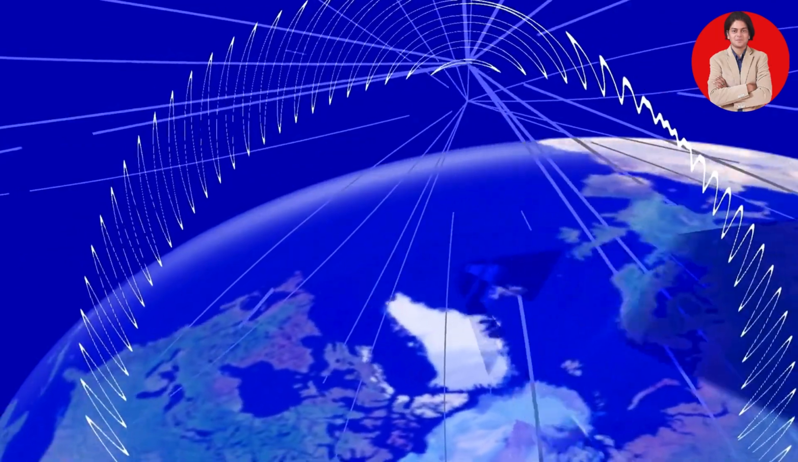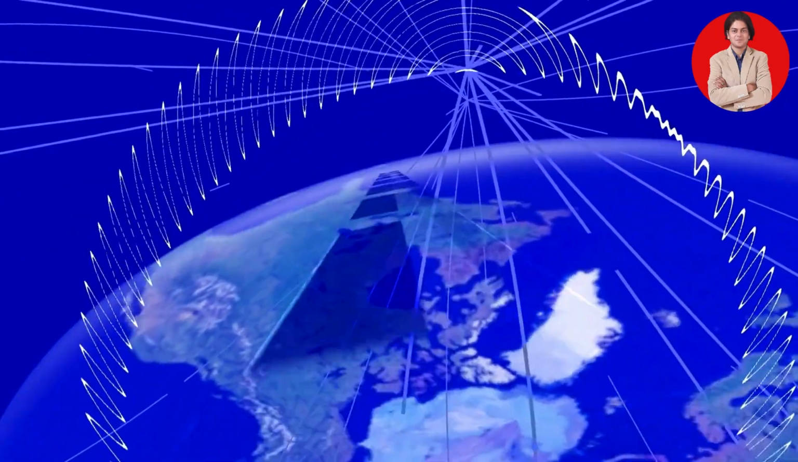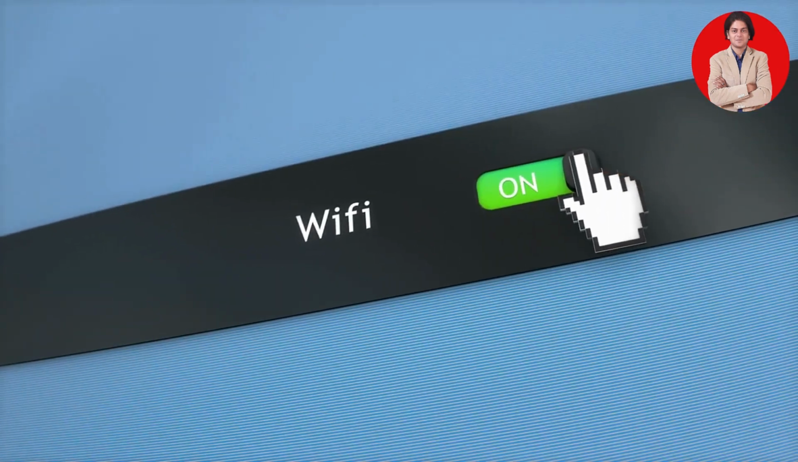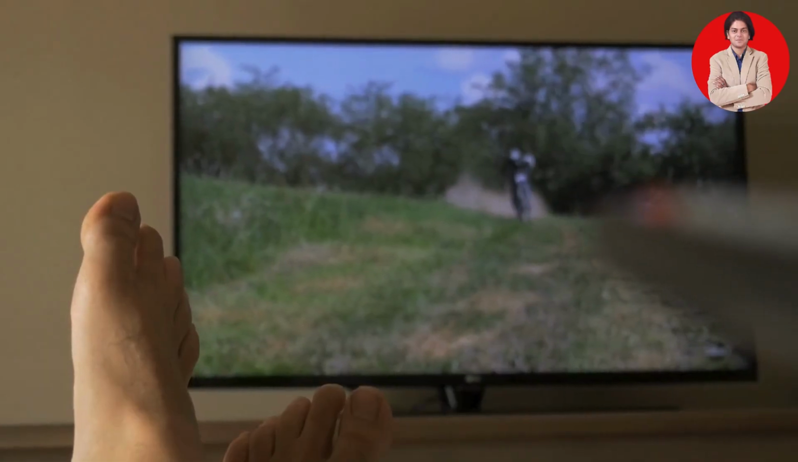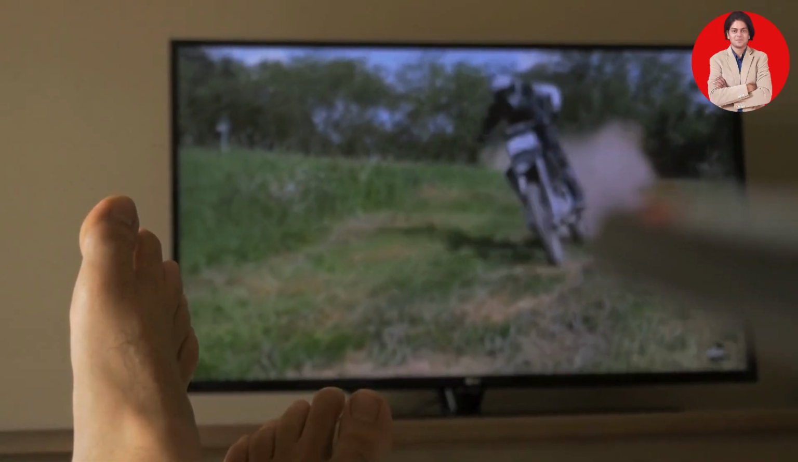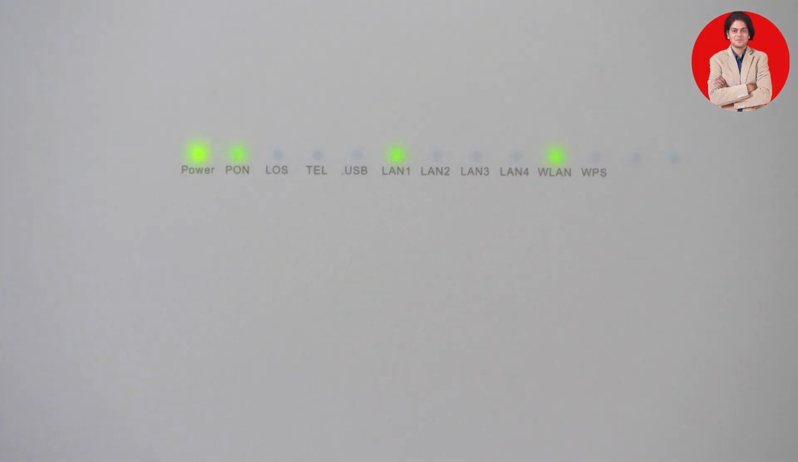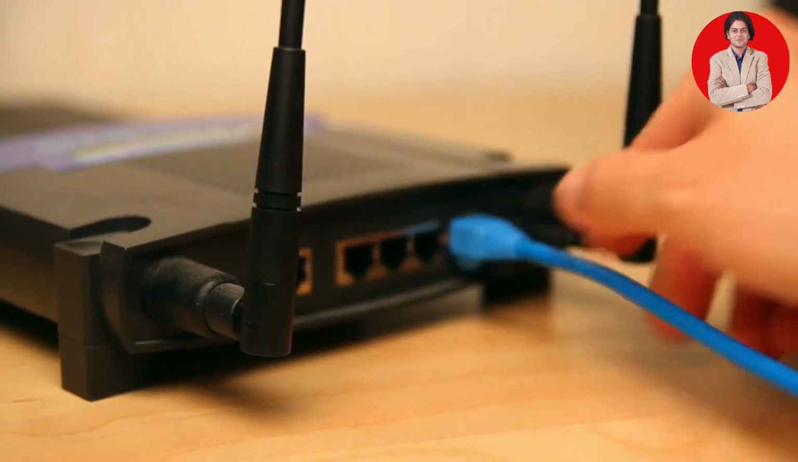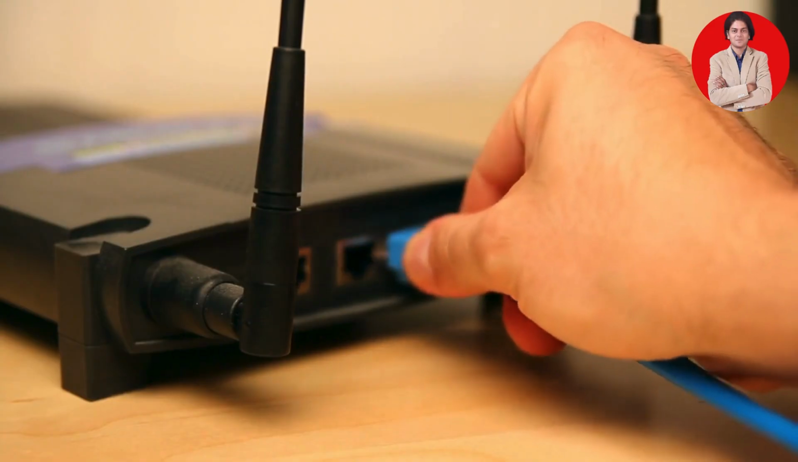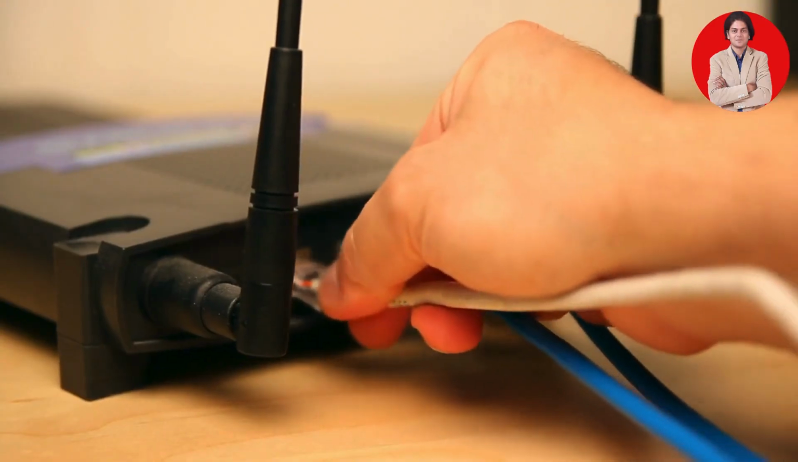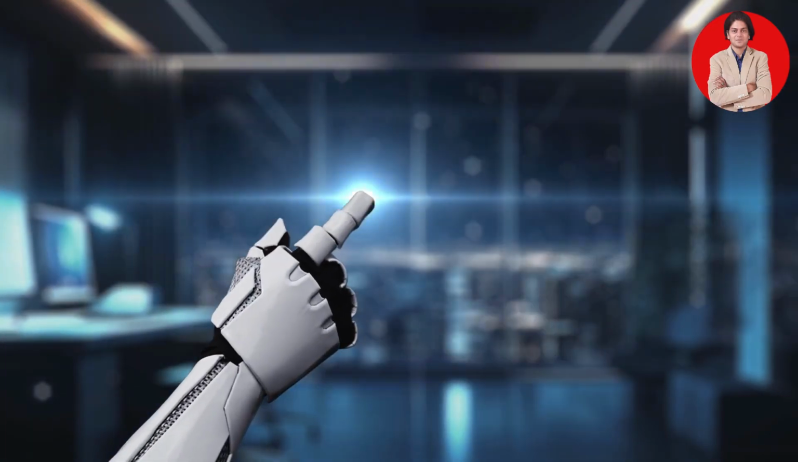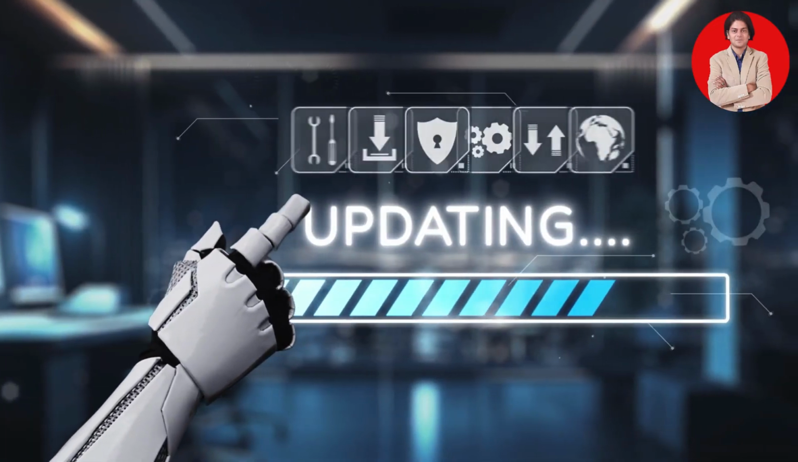Wi-Fi channel optimization. If you live in a densely populated area with many Wi-Fi networks, there might be channel congestion. Your router settings allow you to change the Wi-Fi channel. Experiment with different channels to find one with less interference. Wi-Fi analyzer apps can help you visualize channel usage. Router firmware update. Outdated router firmware can lead to performance issues and security vulnerabilities. Check your router manufacturer's website for firmware updates and follow the instructions to install them.